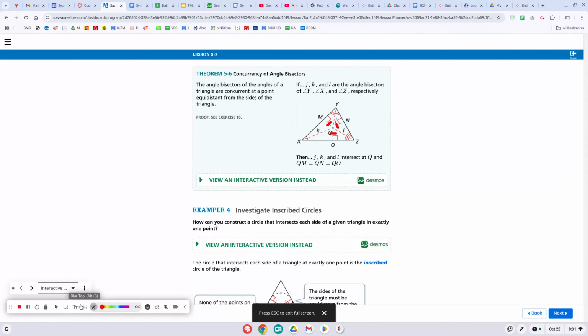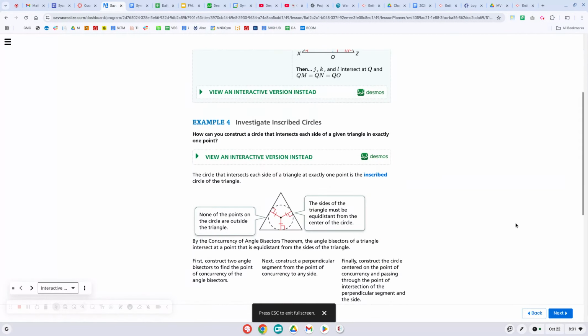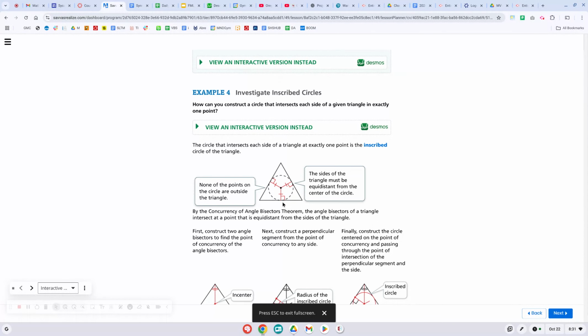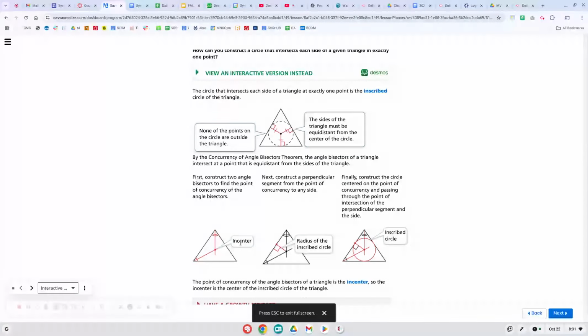Let me get off of this. And here's a cleaner picture down here. Notice that the angle bisectors are always on the inside. And so we call this the incenter. The incenter, okay? Now, if I could just make one more note before I finish this video.